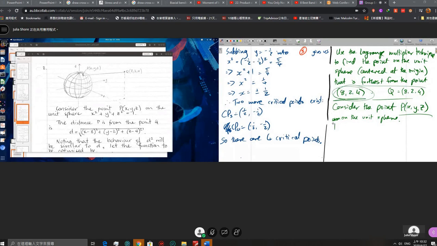Distance between P and Q can be found by D is equal to, so just normal Euclidean distance, so we've got the square root of x minus 8 squared plus y minus 2 squared plus z minus 4 squared. I didn't need to put that close parentheses in.